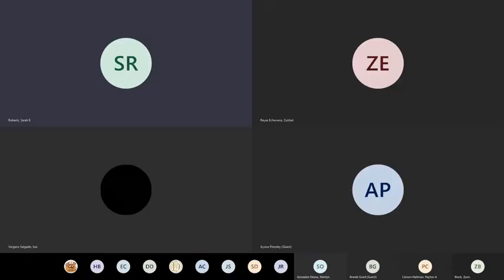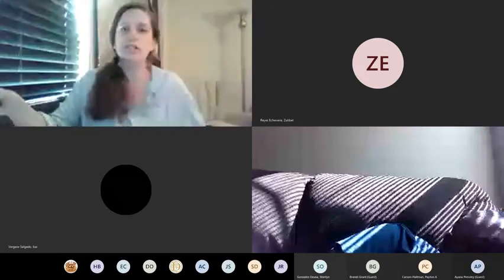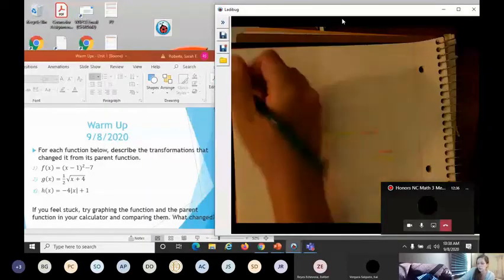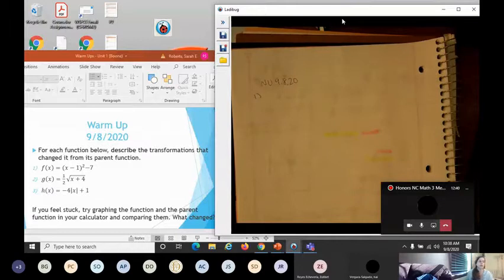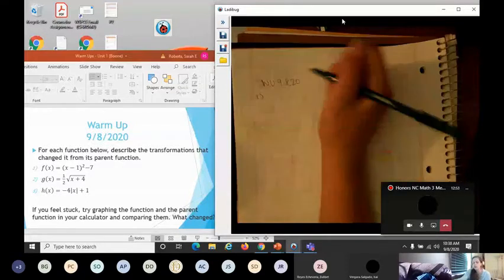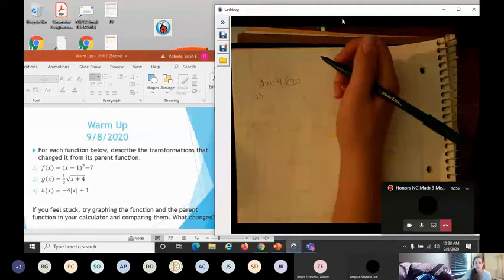It from its parent function, okay? So for each of these, I'm going to ask you to describe what the parent function is, and then tell me what function it is, and then we're going to talk about the transformations that happen. You guys should be experts at this from the discovery activity that you worked on with Osmos the other day, last week. So Zulabet, can you help me out with number 1?